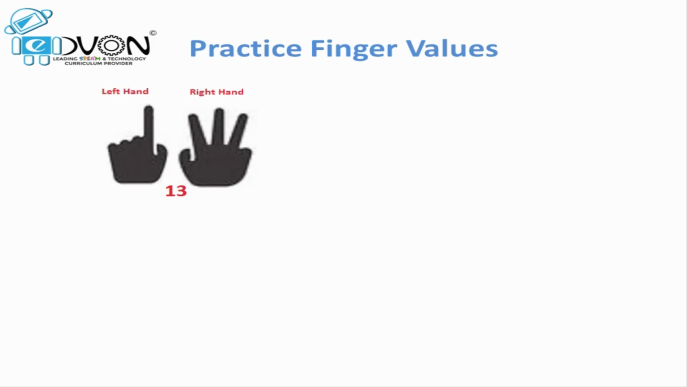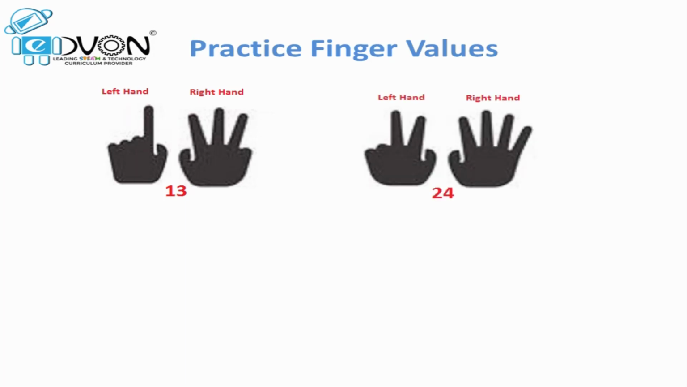Let's start practicing finger values for different values. Let's see what is the first number we have. First number we have is 13. In 13, we have 1 ten and 3 units. So we will open 1 finger on left hand and 3 fingers on right hand. Next number is 24. In 24, we have 2 tens and 4 units. So how will we place 24 on our fingers? We will open 2 fingers on left hand and 4 fingers on our right hand.